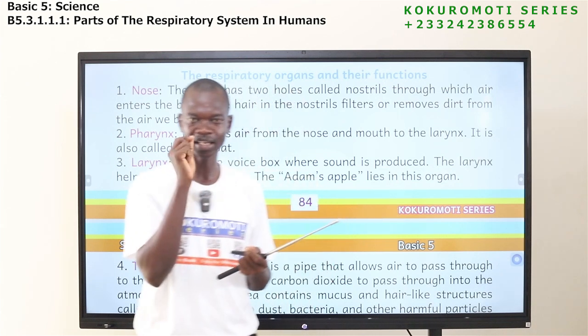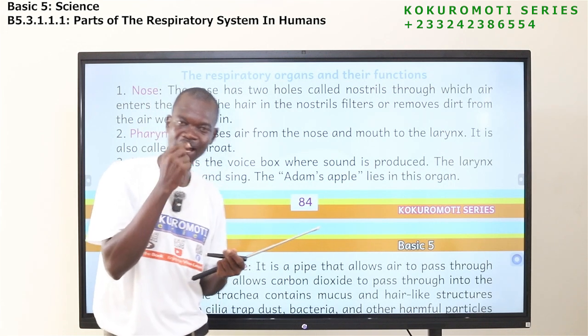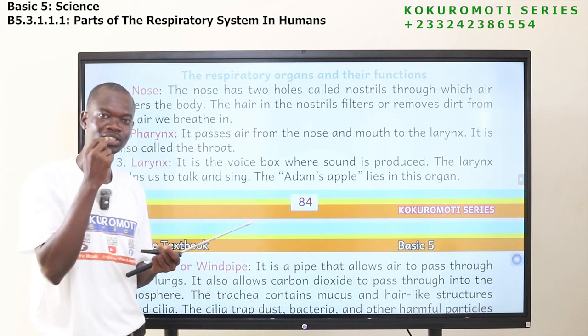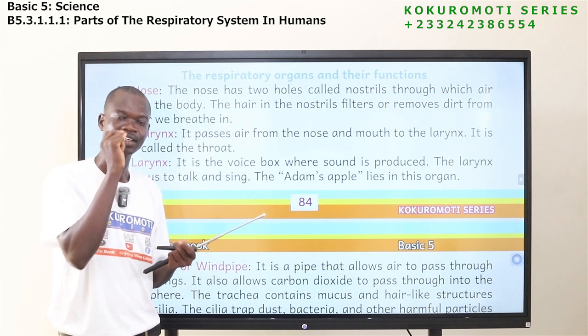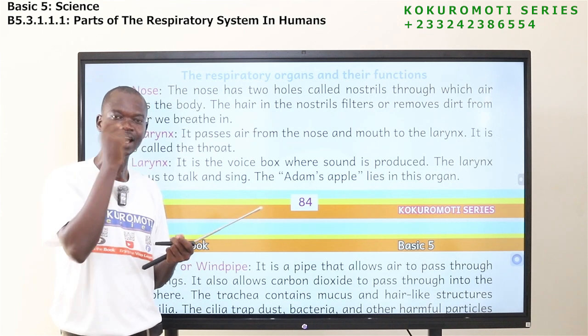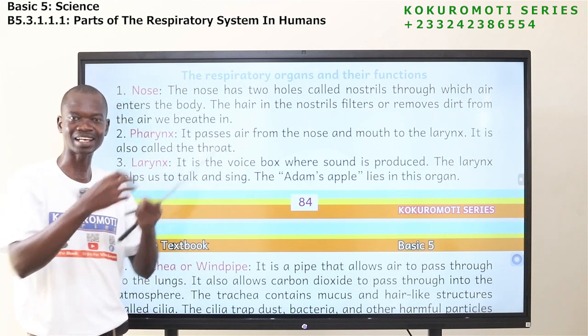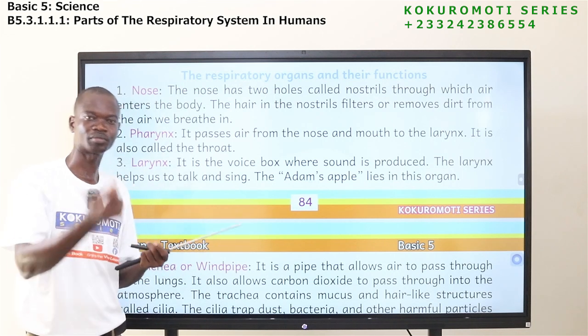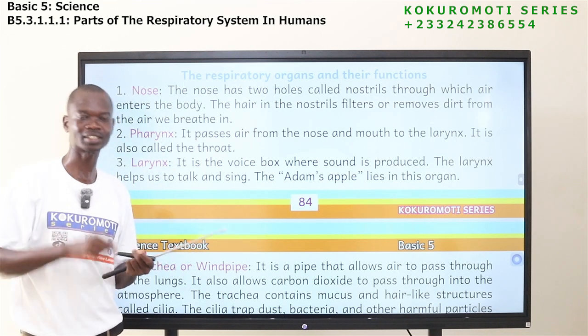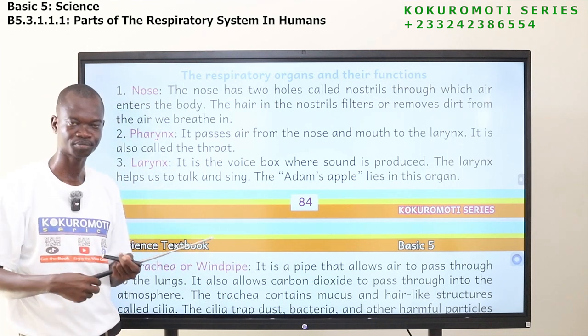So the nostrils here, the holes that we have, or the nose, the hair that we have in our nose, that hair prevents solid particles and other dust, other things. It prevents them from entering or going into the body when we breathe in.